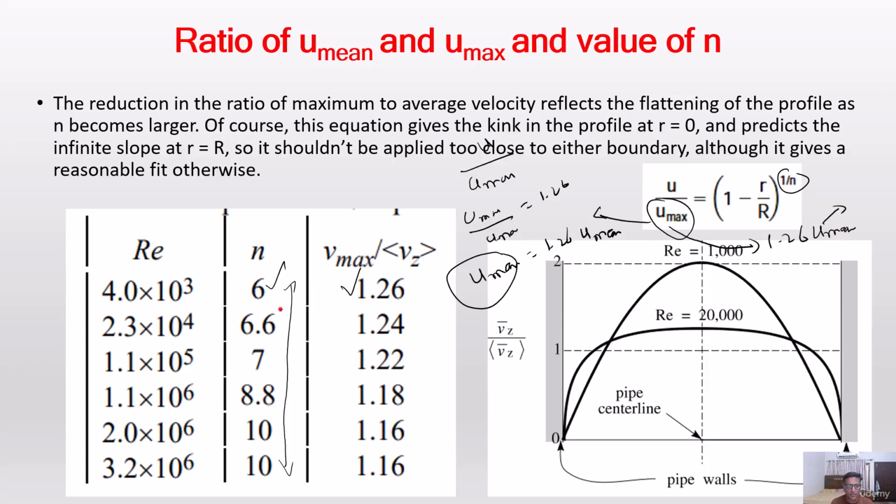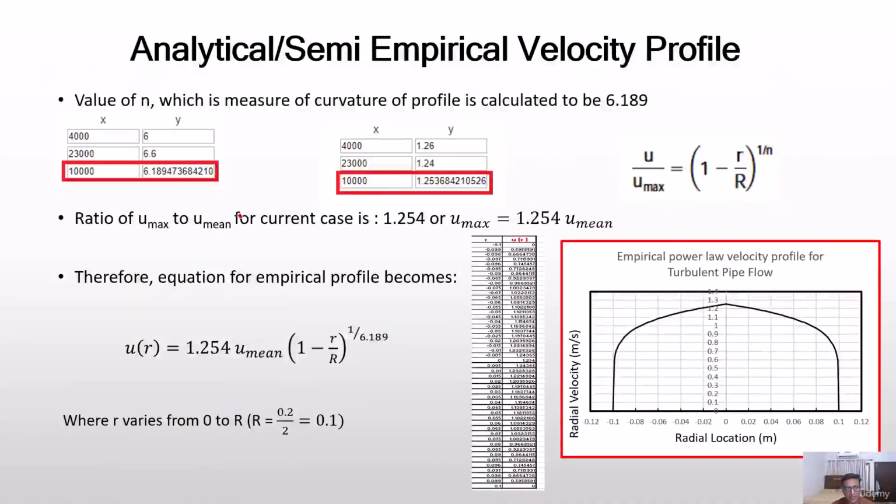Now use interpolation, because our value for the Reynolds number is 10,000, which is in between these two values. So use interpolation to find out N and also the U maximum upon U mean. I found that N is equal to 6.189, and the ratio U maximum upon U mean is equal to 1.256, so you can make it 1.254. Put this in the formula and then use Excel to plot this over here.